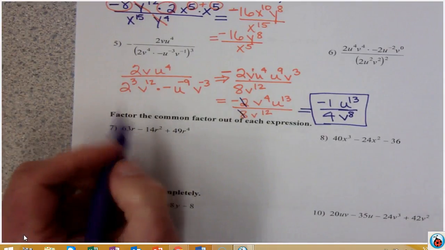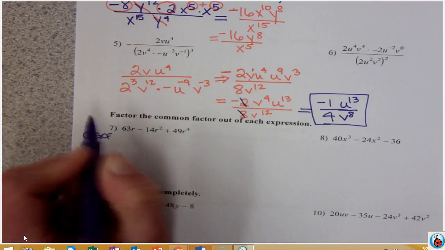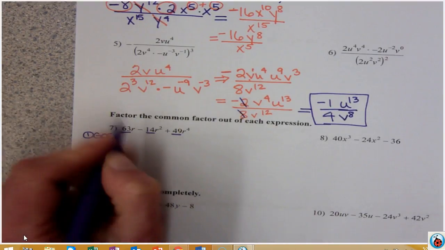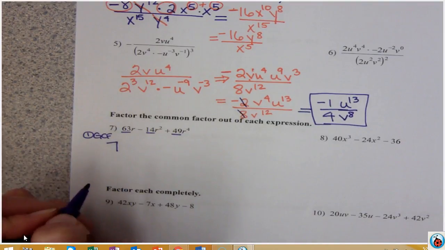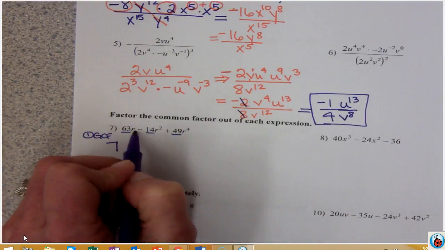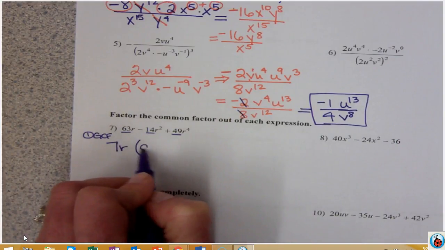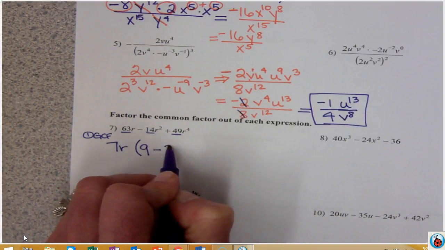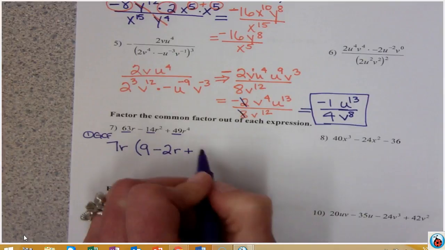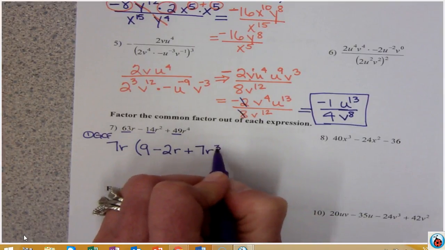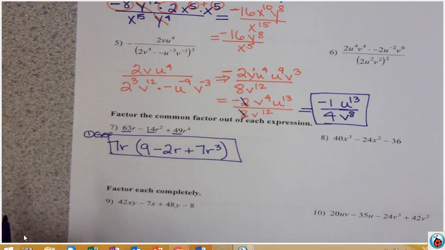Okay, now we're going to factor out each expression. I'm going to look for the greatest common factor. Looks like it's going to be 7. So I'm going to factor out 7, and it looks like I can factor out at least 1r. The biggest exponent is 1, so I can factor out 7r. I'm left with 9 here minus 2r here plus 7r to the 3rd. That's my answer.